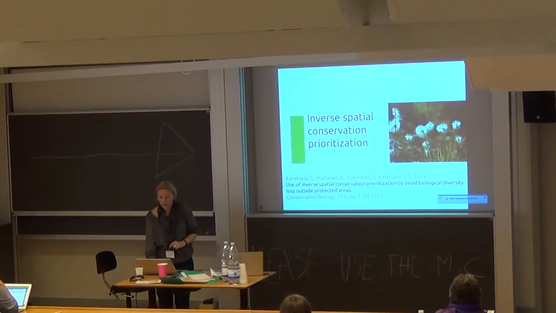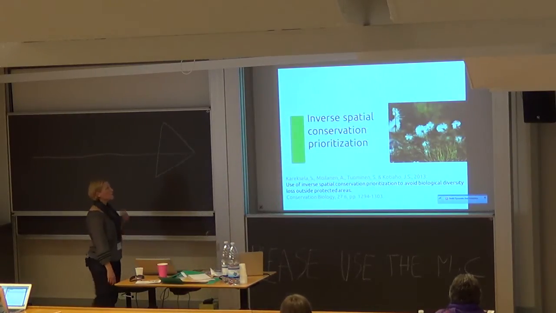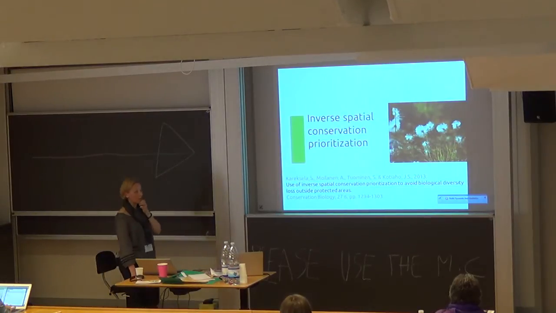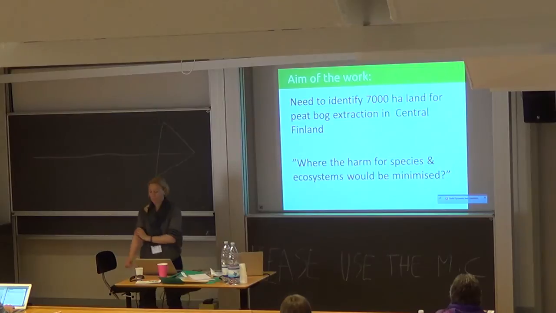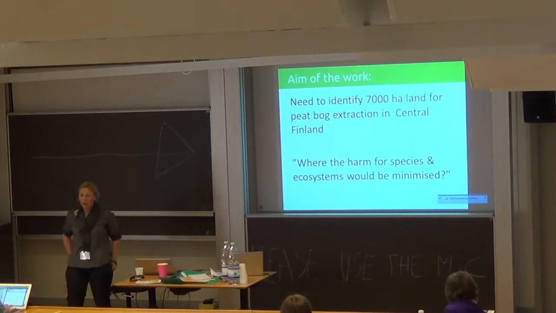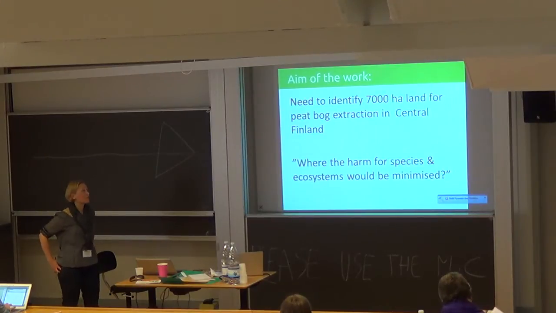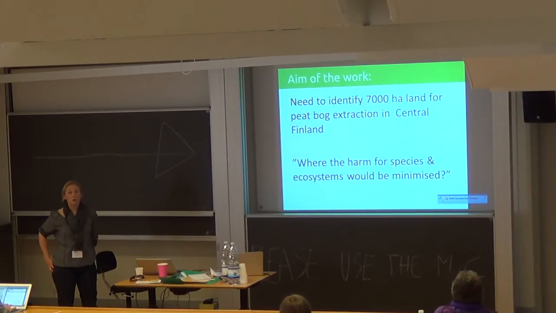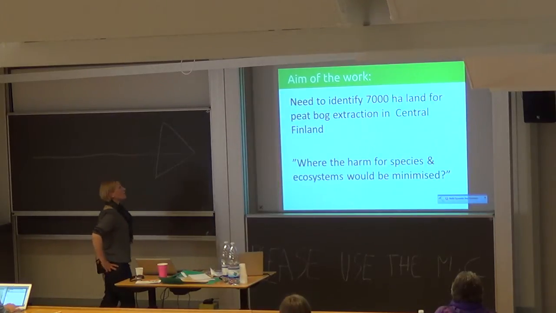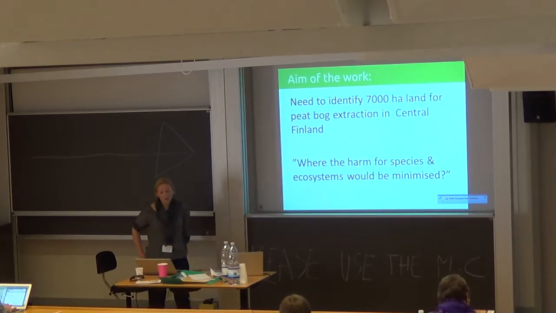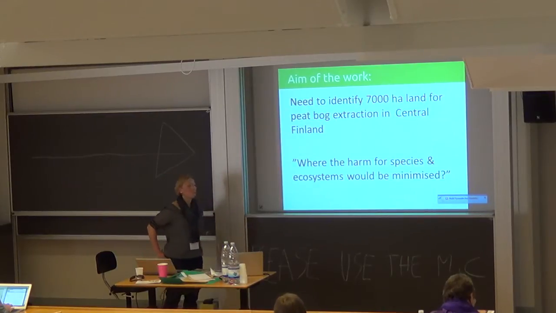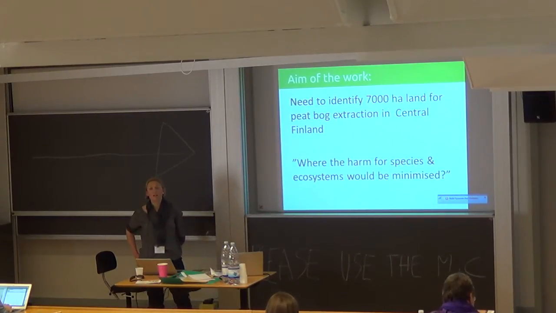Then another quick example is also from Finland, inverse spatial conservation prioritization from central Finland, where peat bog extraction was in place. So there was a need to identify 7,000 hectares of land for peat bog extraction in the regional council of central Finland and by the planning authorities. And the idea was to try to identify the areas where least harm would be made for species and ecosystems, but still that the extraction would be economically justified, so that it would be producing peat as well.